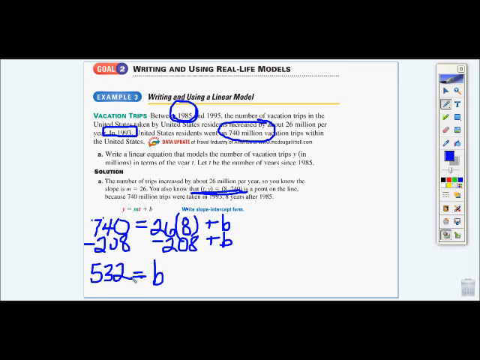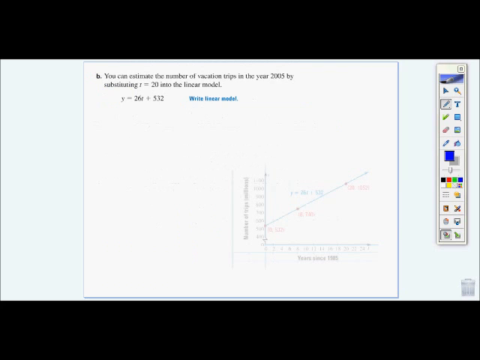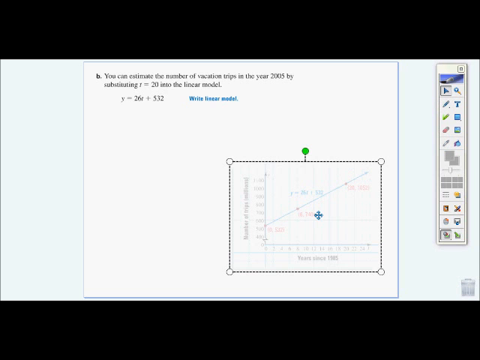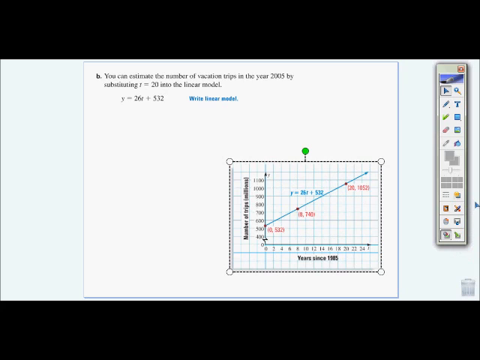If I reveal the graph on the next page, you're going to see that the graph of the line, once I put it in slope-intercept form, does in fact go through both of the coordinate points that we were given in the story problem. And that concludes 5.2. Yes, that's the conclusion of 5.2.